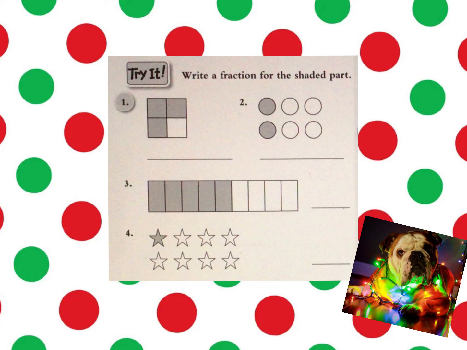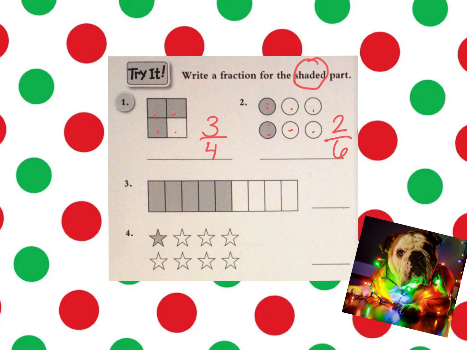Let's try it again. So let's see, how many total do we have? 1, 2, 3, 4. That's going to be my denominator. And how many are shaded? We're doing the shaded part. 1, 2, 3. So we would have 3/4 is shaded on number 1. How many total on number 2? 1, 2, 3, 4, 5, 6 for my denominator. And my numerator is going to tell me the shaded part. 1, 2. So I would have 2/6 for number 2.